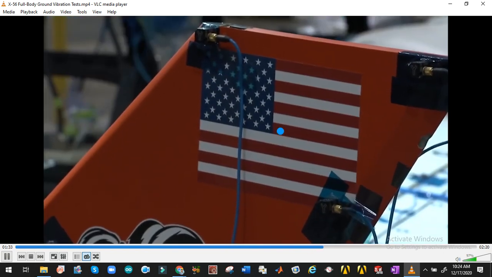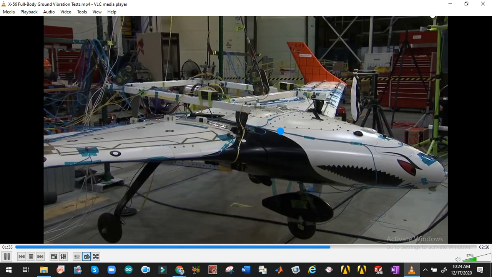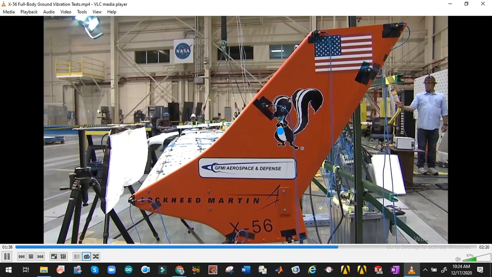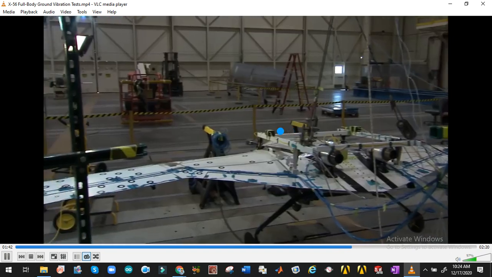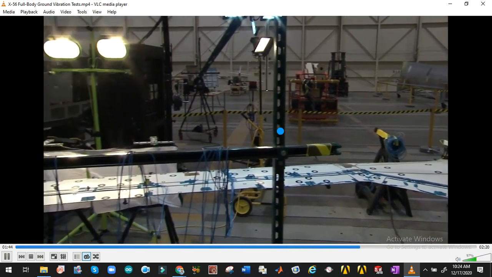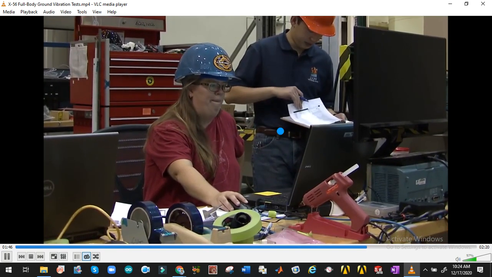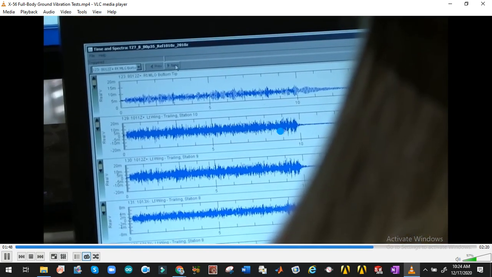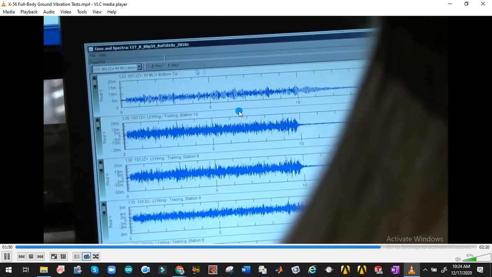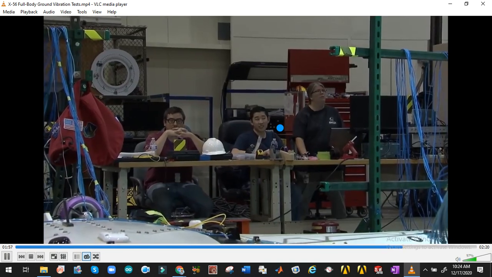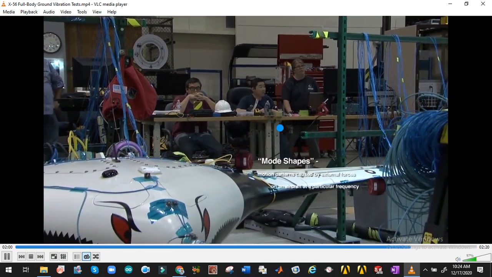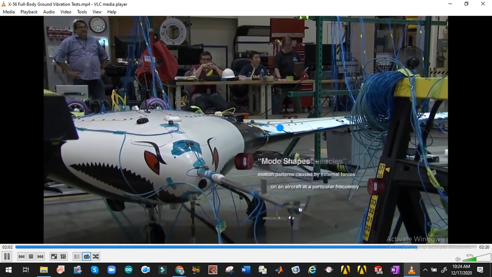Now it is exciting, and here you can see that multiple parts are exciting at multiple modes. Every part has a certain mode of excitation, and we are capturing the motion using vibration transducers as a time domain signal. Here you can see this is a time domain signal. Shaker stopped. Using this data, we can get the mode shapes and the flexibility of the aircraft for its structural frequency.